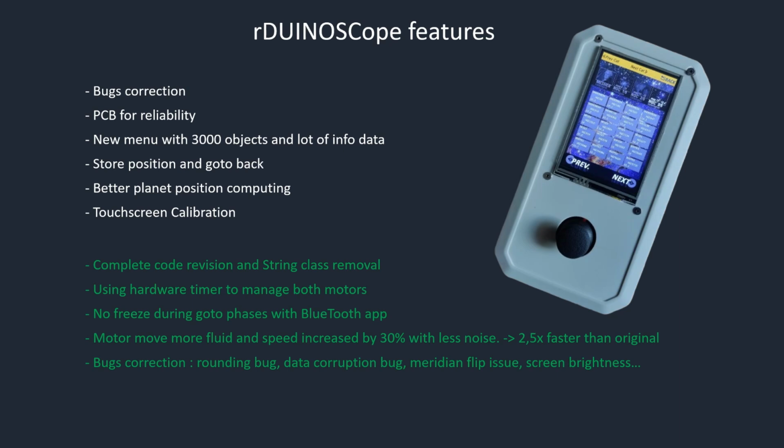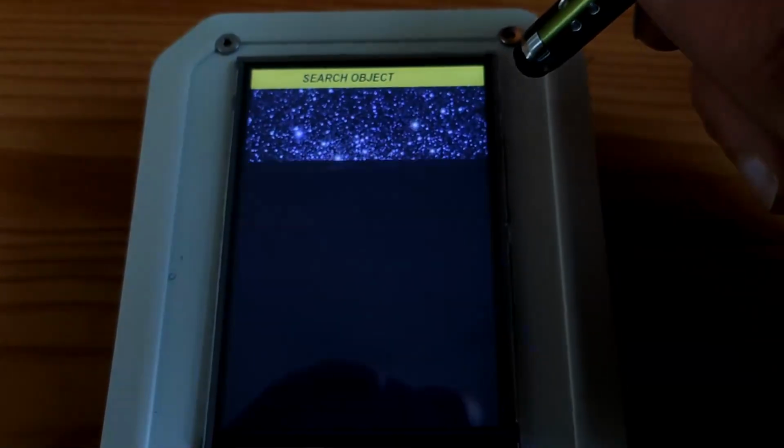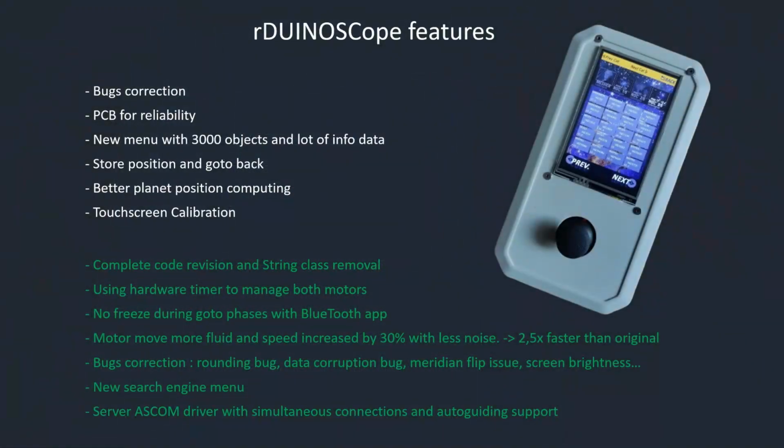On the side of the new functionalities, there is now a new menu with a search engine that allows you to search for an object in the database using its name, and a brand new ASCOM driver in server version that allows you to make several simultaneous connections. For example, you will be able to connect your PHD2, SkyChart, and NINA at the same time. This ASCOM driver allows you to perform common operations such as go to an object from your SkyChart. You also have the option to return to the home position, park the telescope, and set the park position.